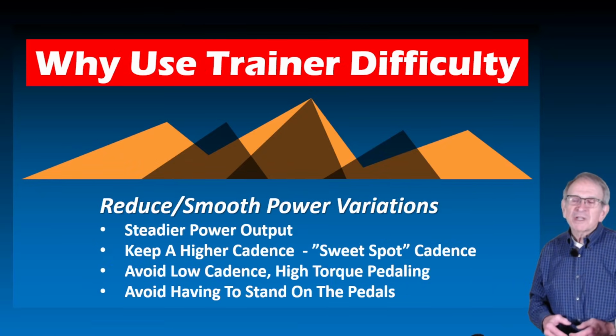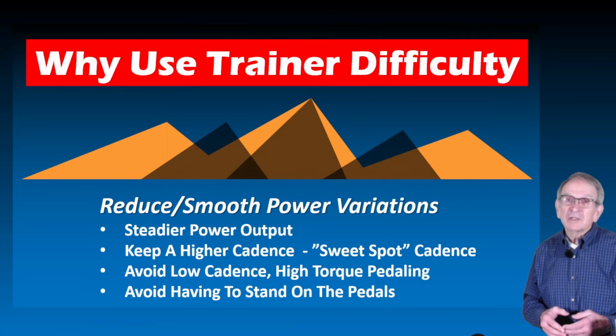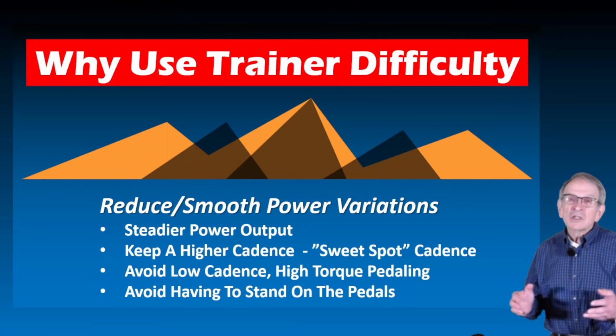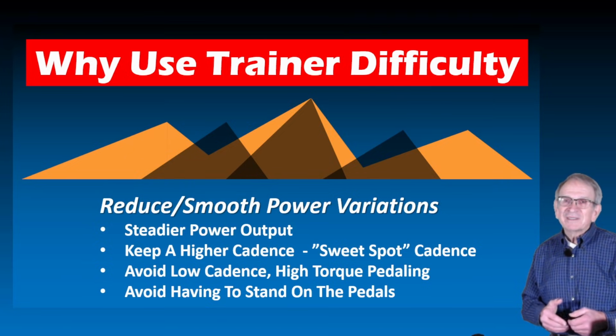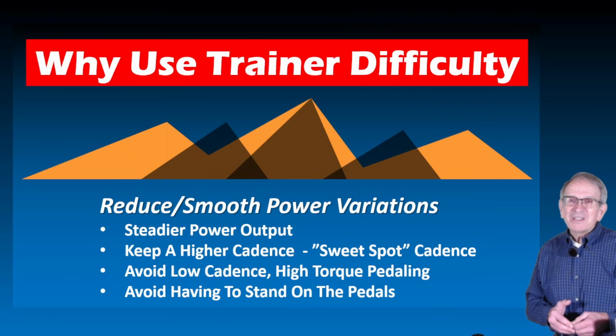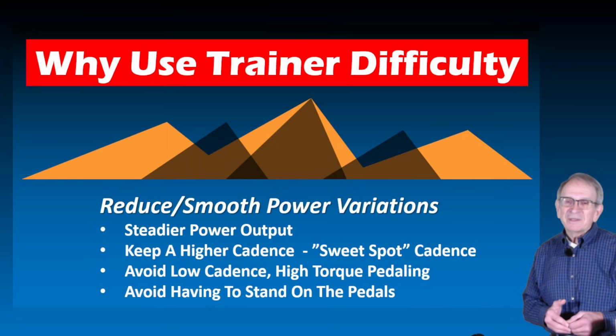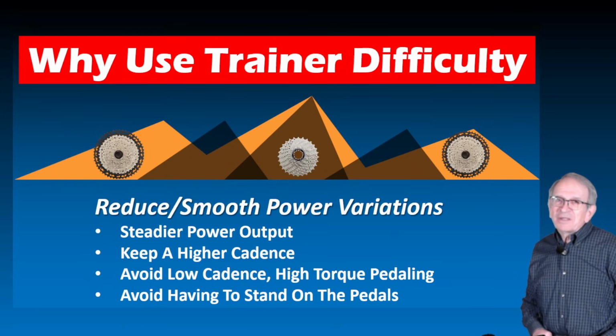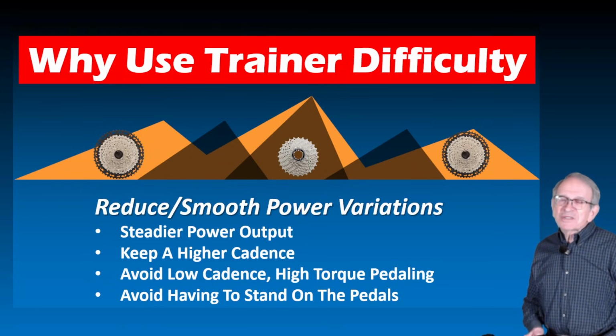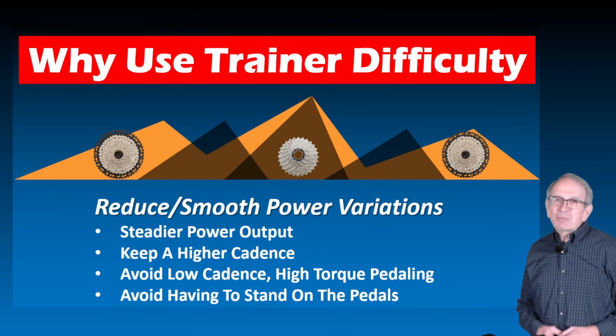By reducing your trainer difficulty, effectively on your trainer, you'll be riding longer, lower grade hills. So you can smooth out your power output, and you can avoid that really low cadence, high torque pedaling on some of those really steep hills. You can avoid getting down below 50 RPM and avoid having to stand on your pedals, staying seated while you're climbing up those hills. From the perspective of your avatar, it's like having access to bigger gears with the same effect, but from a different perspective.